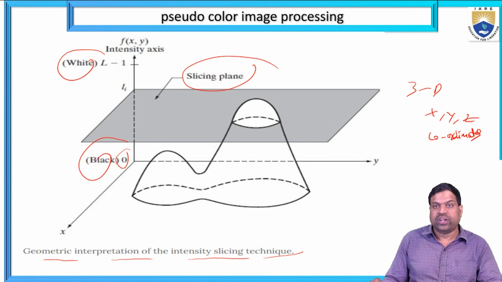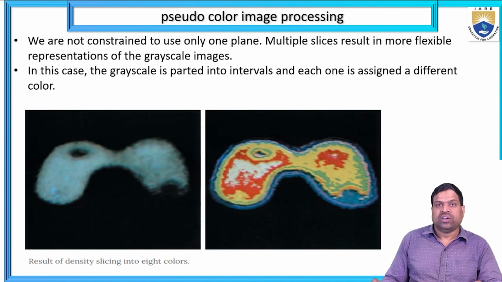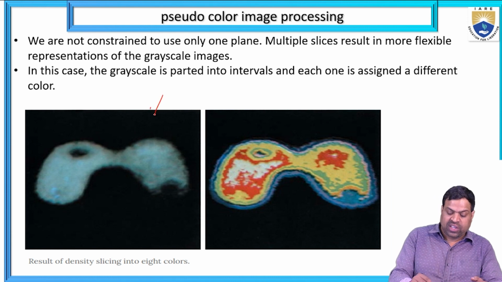So what are the coordinates? It is a 3D coordinate. So we can easily find out what the intensity of that one is. And we are not constrained to use only one plane. Multiple slices result in more flexible representations of the grayscale image. In this case, the grayscale is partitioned into intervals, and each one is assigned to a different color. Here, the input is a gray color.